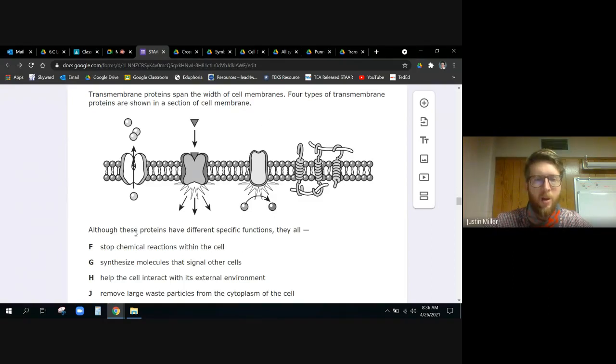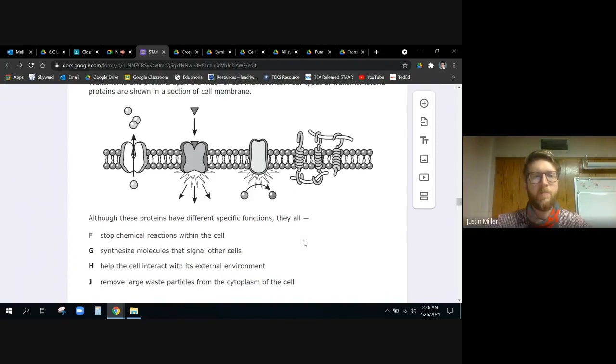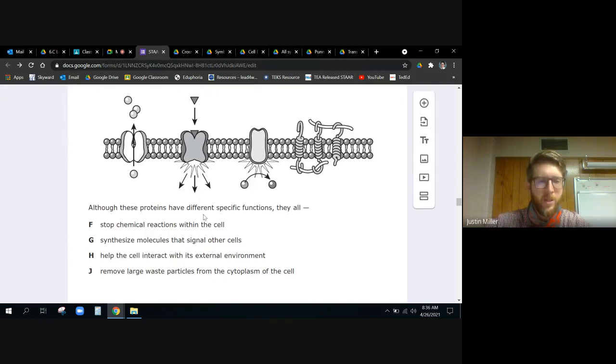So although these proteins all have different specific functions, they all do what? They all allow things into and out of the cell, or allow things from outside the cell to interact with it to make things happen inside the cell. So does that sound like they're stopping chemical reactions within the cell? These things are not stopping chemical reactions from happening. They're actually helping them to happen, because they're making these chemicals and these molecules go in and out or make things happen.